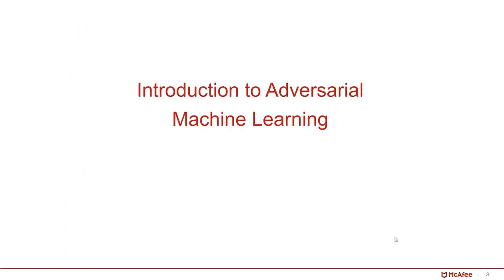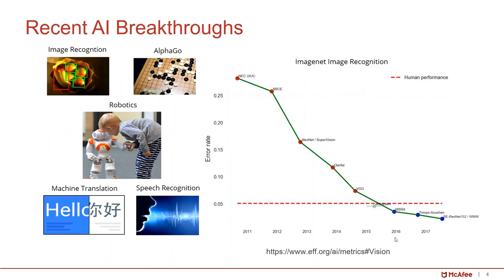First is an introduction about adversary machine learning. As you all know, machine learning and artificial intelligence have had breakthroughs in recent years, including in image recognition, AlphaGo, robotics, machine translation, and speech recognition. On the right, you see for ImageNet recognition, especially after 2015, the performance of artificial intelligence and machine learning technology has exceeded human performance.